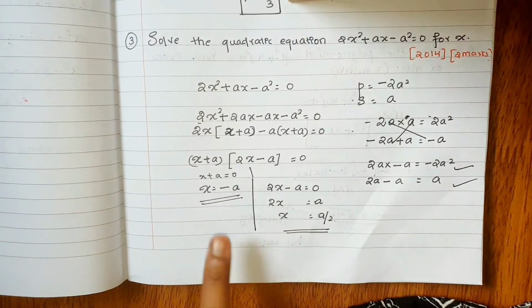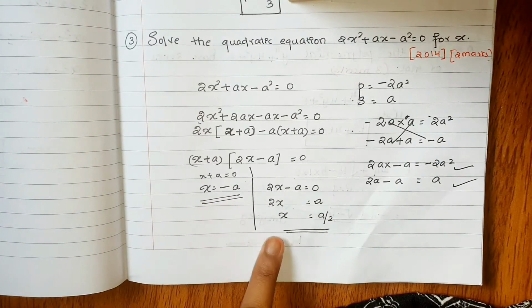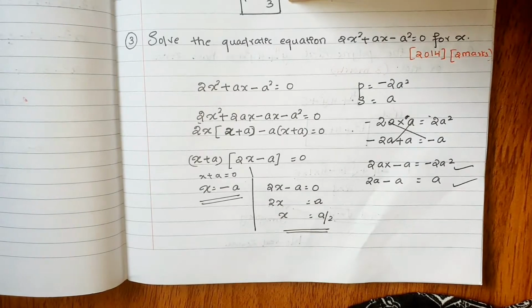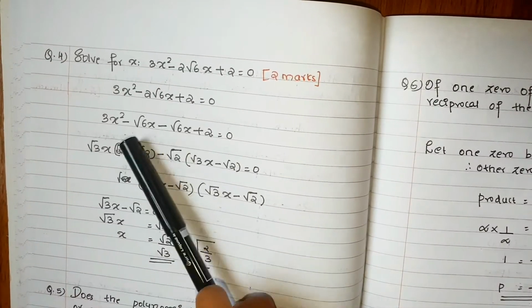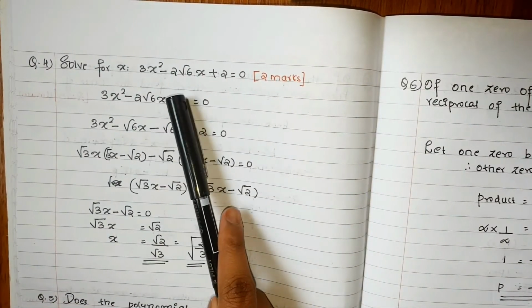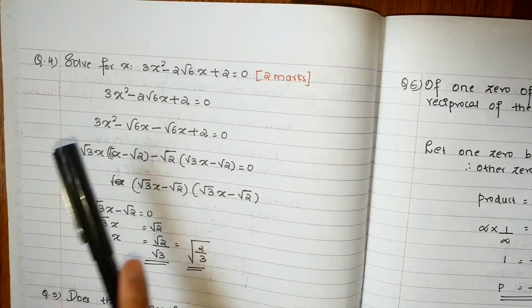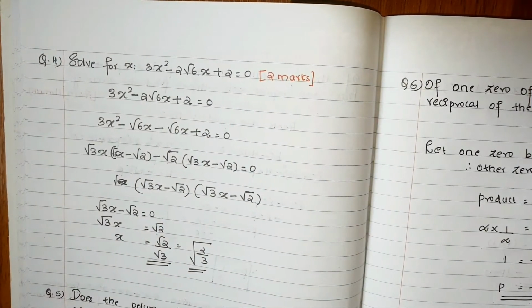So the value of x is equal to minus a or x is equal to a by 2. Question number 4. Solve for x. 3x square minus 2 root 6x plus 2 is equal to 0. Here we can use the middle term method.